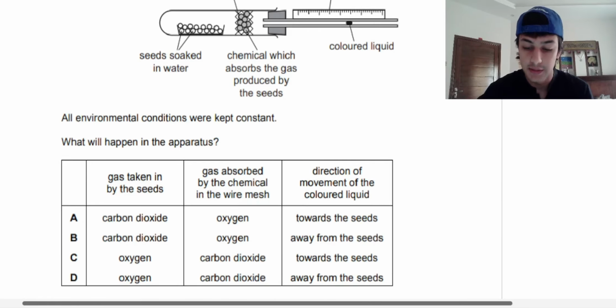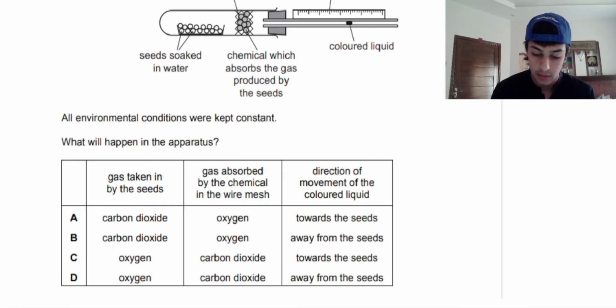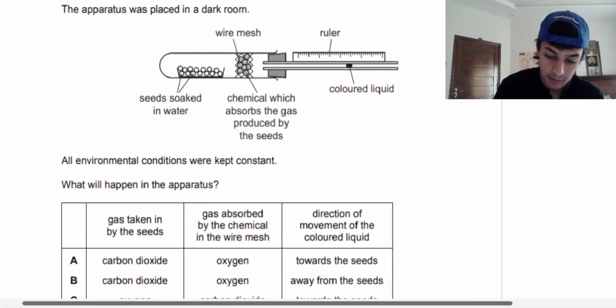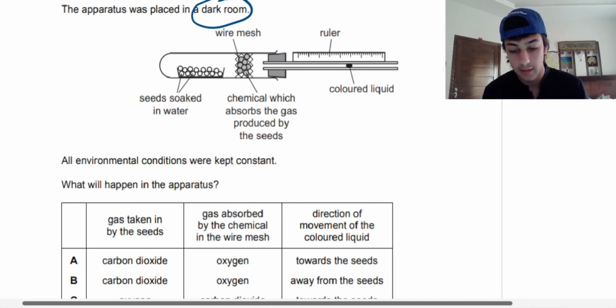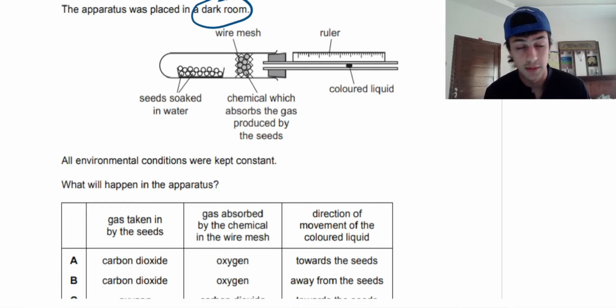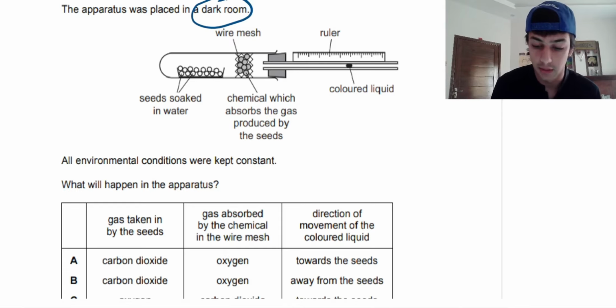We see that there are seeds soaked in water. We see there is a wire mesh through which a chemical absorbs the gas produced by the seeds. And there's a colored liquid. Now, one thing you need to keep in mind is that this is happening in a dark room. So what does that indicate? That indicates that photosynthesis will obviously not be happening in the seeds. It's going to be aerobic respiration.